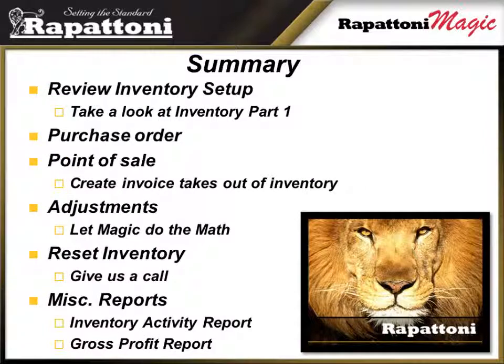Almost done, folks. We know we're kind of maxing out the time limit here, but real quick, let's summarize. We talked about reviewing what we did last month, and you can take a look at that on our website, Inventory Part 1. We talked about the purchase order, and basically Diane took us field by field and really showed us how you can use the purchase order by bringing in your product. I talked about the point of sale and how just creating and posting that invoice will remove the number out and will affect the inventory information form.